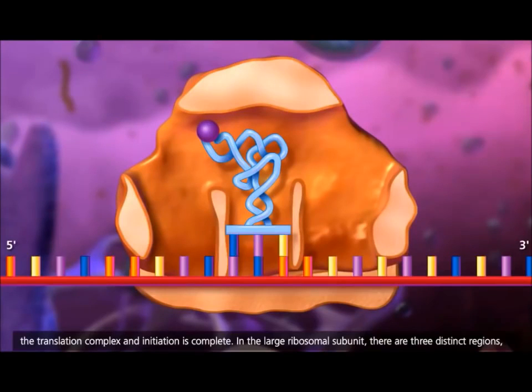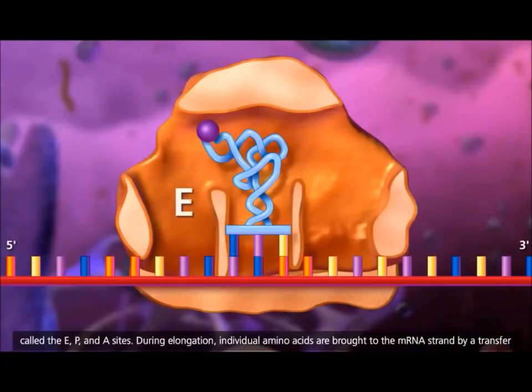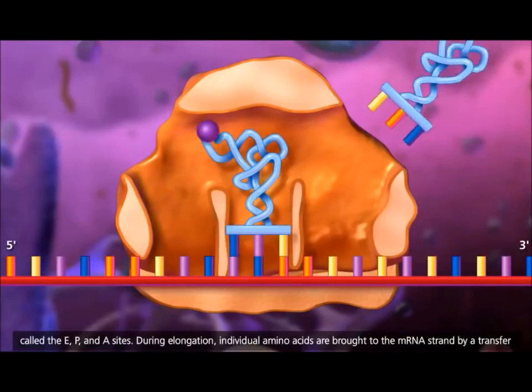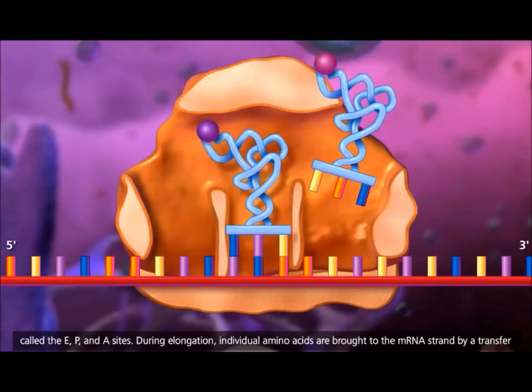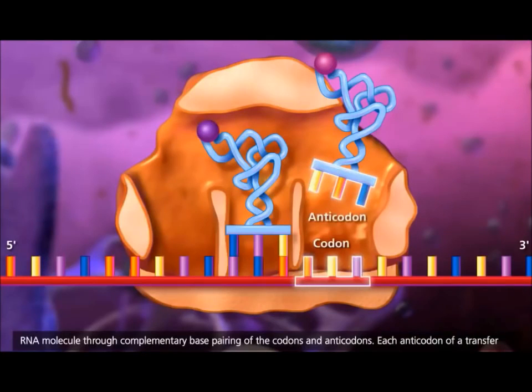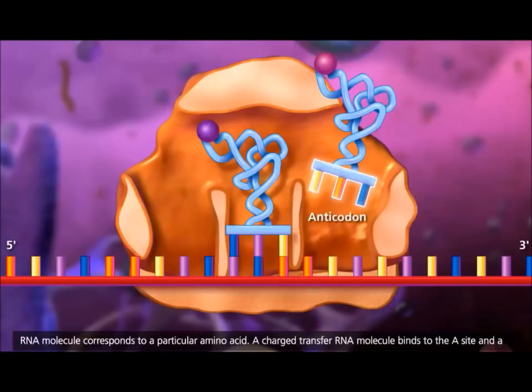In the large ribosomal subunit, there are 3 distinct regions called the E, P, and A sites. During elongation, individual amino acids are brought to the messenger RNA strand by a transfer RNA molecule through complementary base pairing of the codons and anticodons. Each anticodon of a transfer RNA molecule corresponds to a particular amino acid.